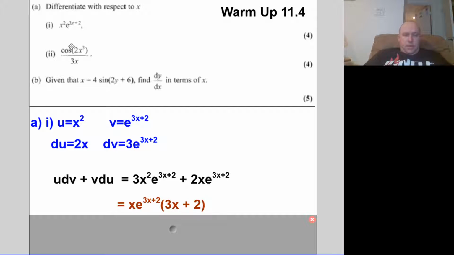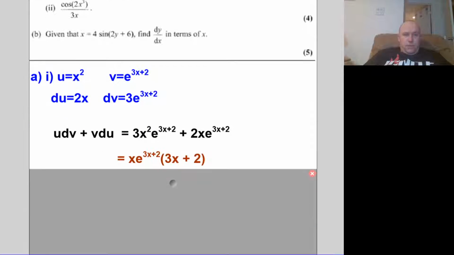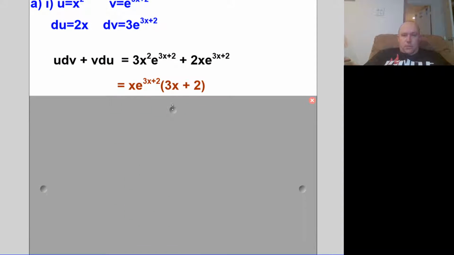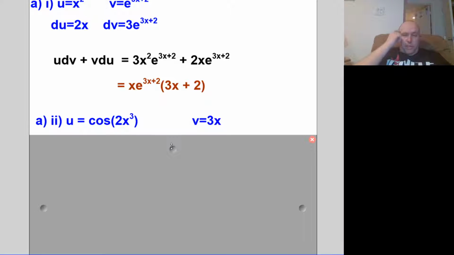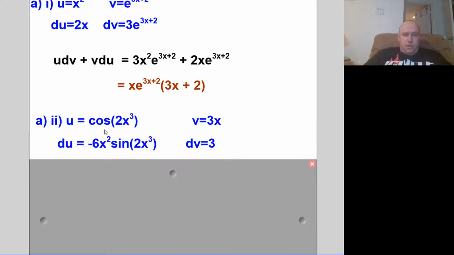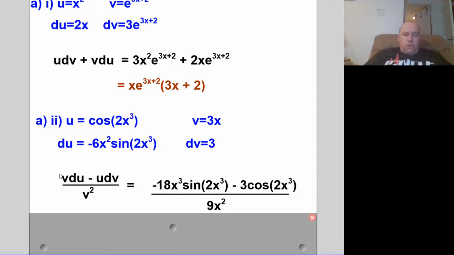Now for the second part of this, we can see that this is a quotient, and we've got a fraction there. So this would be the quotient rule. So the numerator is u, and the denominator is v. We would differentiate both parts. So the differential for cosine is negative sine, and the differential of 2x cubed is 6x squared, so we bring that to the front. And then it's still sine of the same thing, so in other words 2x cubed. Differential of 3x is just 3. And then we're using the quotient rule, v du minus u dv all over v squared, giving us this.